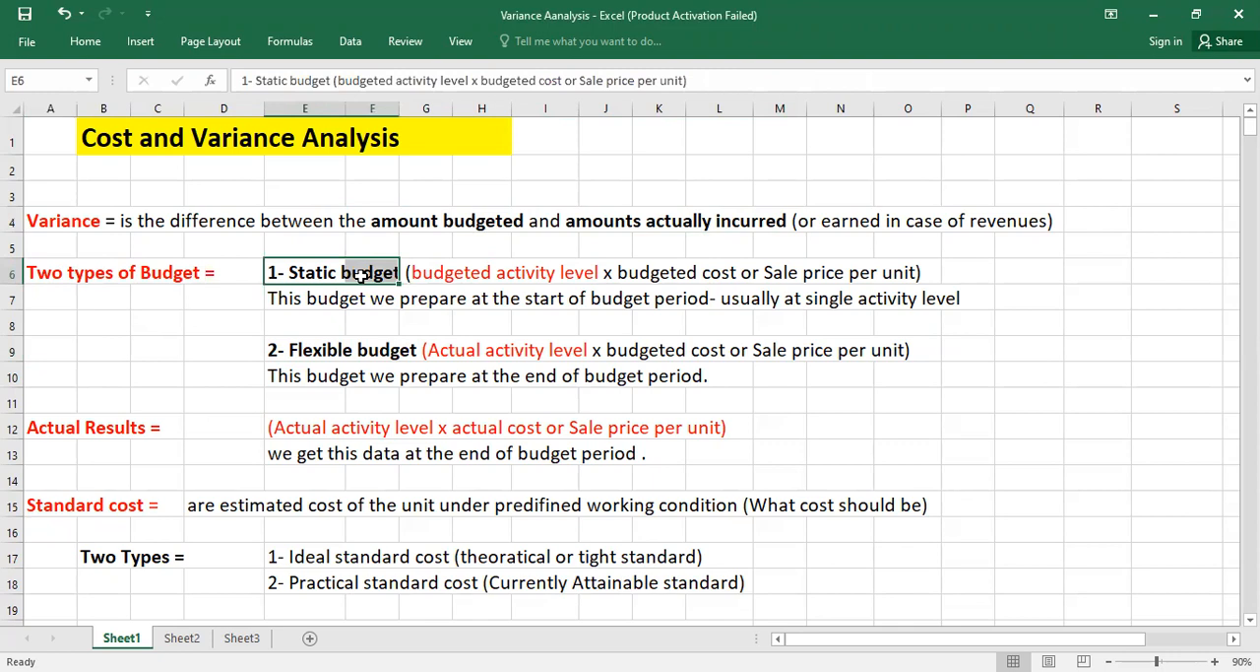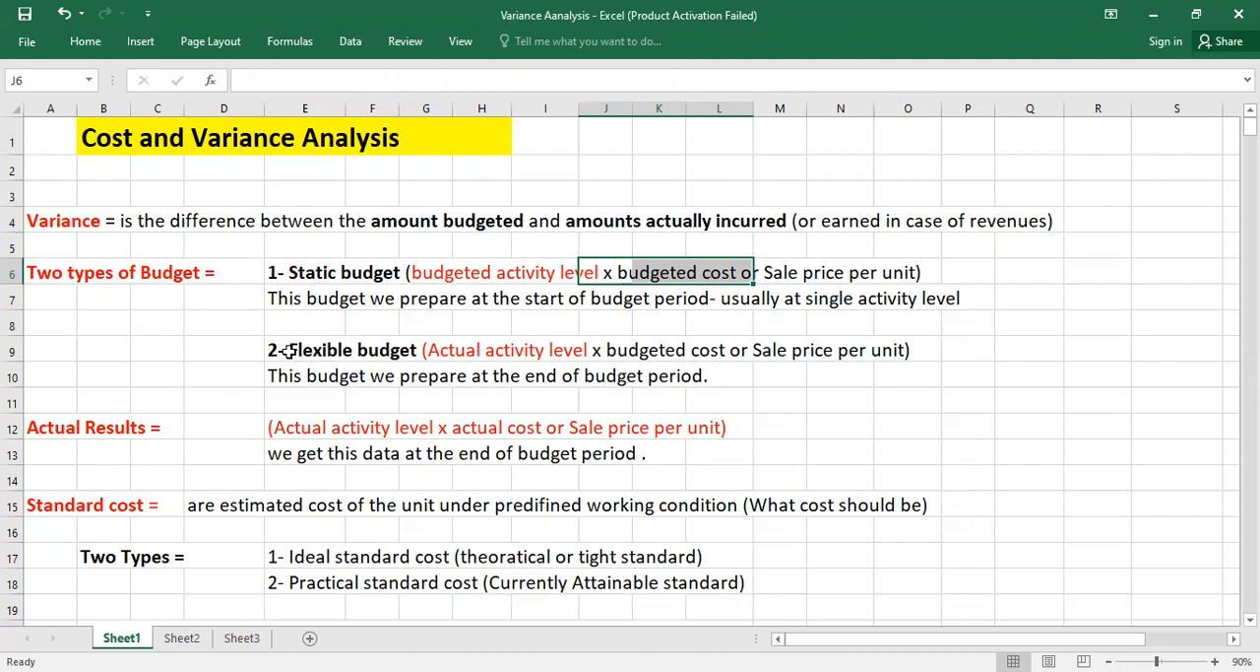A static budget is also called a master budget or original budget. We prepare it at the start of the budget period, and at a single activity level. Since it is prepared at the start, it should be based on budgeted data. So we take the budgeted output level and multiply it by the budgeted cost, which is also called the standard cost.